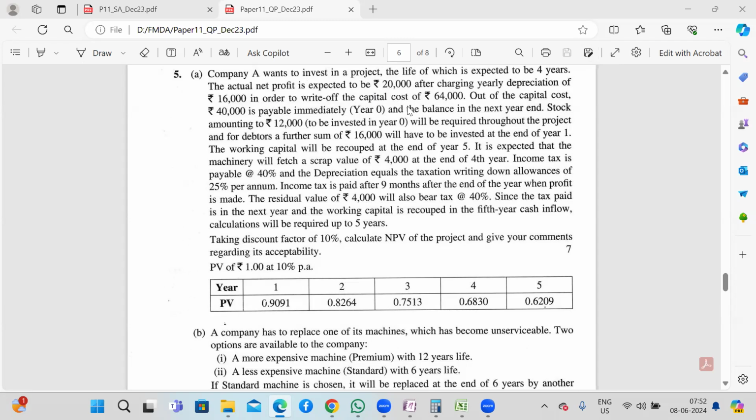In order to write off the capital cost of 64,000, so capital cost here is 64,000. Out of the capital cost, 40,000 is payable immediately, at the beginning of the year, that is year 0. So 40,000 we are paying immediately. The remaining, that is 64,000 minus 40,000, that balance 24,000 at the year end. So remember, next year end, 24,000 we are going to pay on first year end. So that is 0.901 we need to apply for calculating present value here.